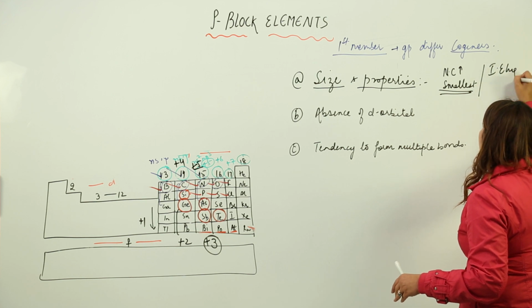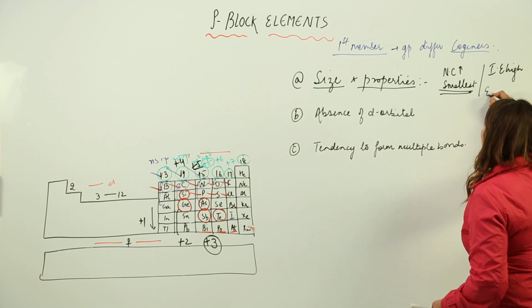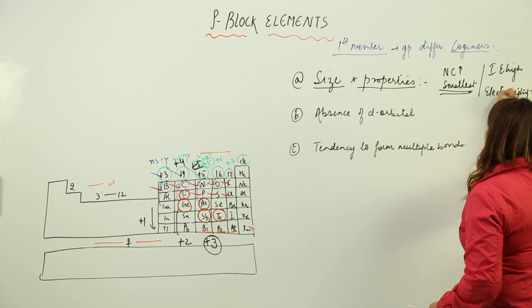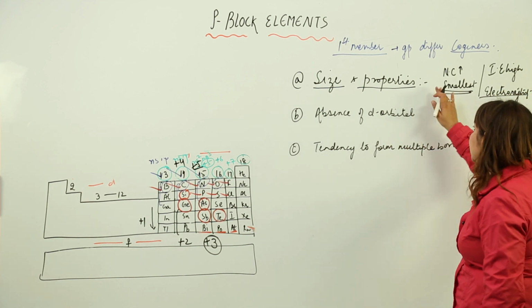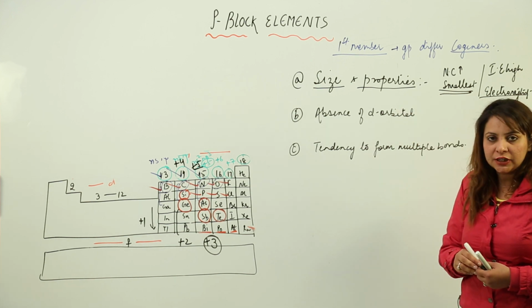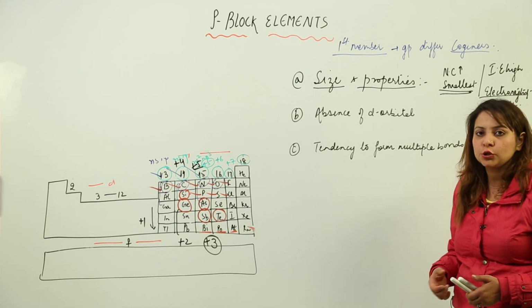it is going to possess high ionization energy, and moreover due to small size, obviously its electronegativity is going to be more. So due to small size, high ionization energy and high electronegativity, it actually differs in many properties as compared to its congeners.